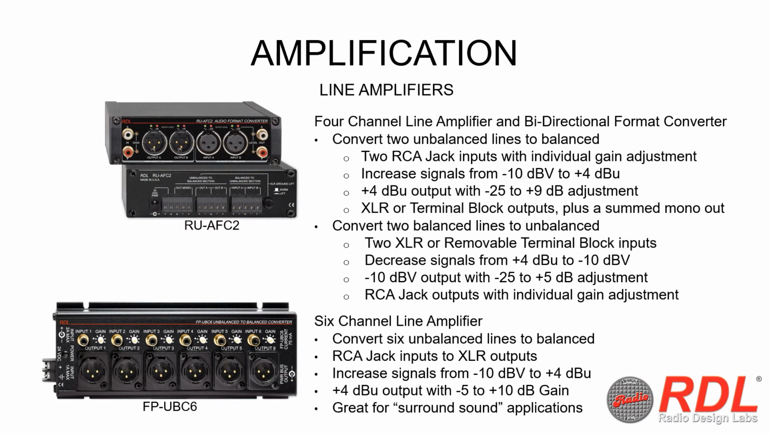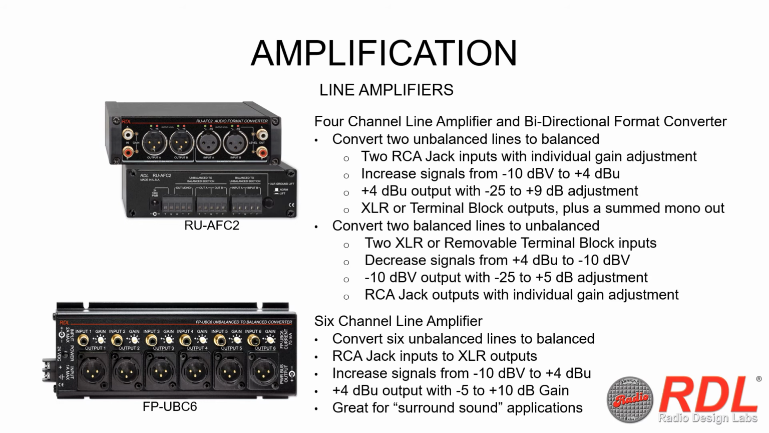These two line amplifiers have unique features. The RU-AFC2 is a 4-channel line amplifier and bidirectional format converter. The first half is used to convert two unbalanced lines to balanced. It has two RCA jack inputs with individual gain adjustment. It's used to increase signals from -10 dBV to +4 dBu. Its +4 dB output has an adjustment from -25 to +9 dB. It has XLR or terminal block outputs plus a sum mono output.